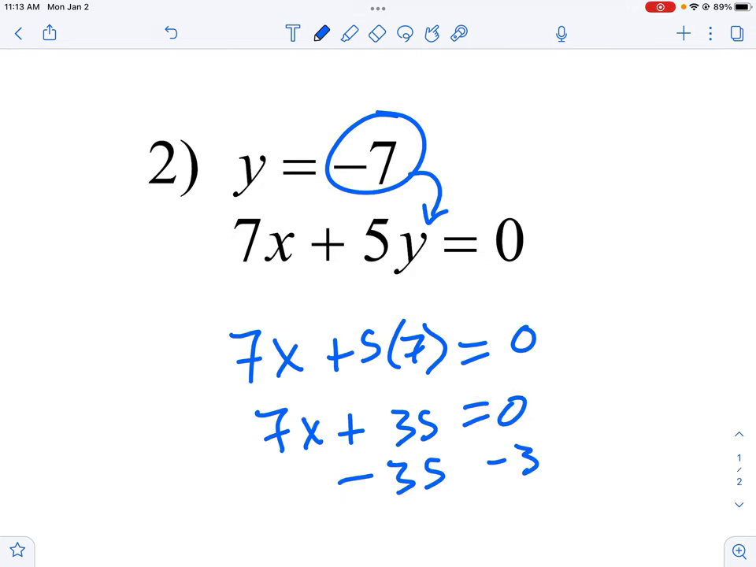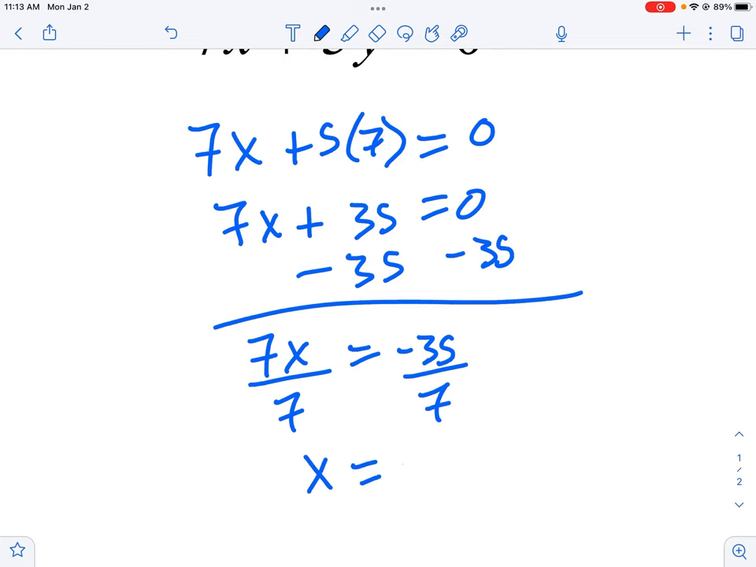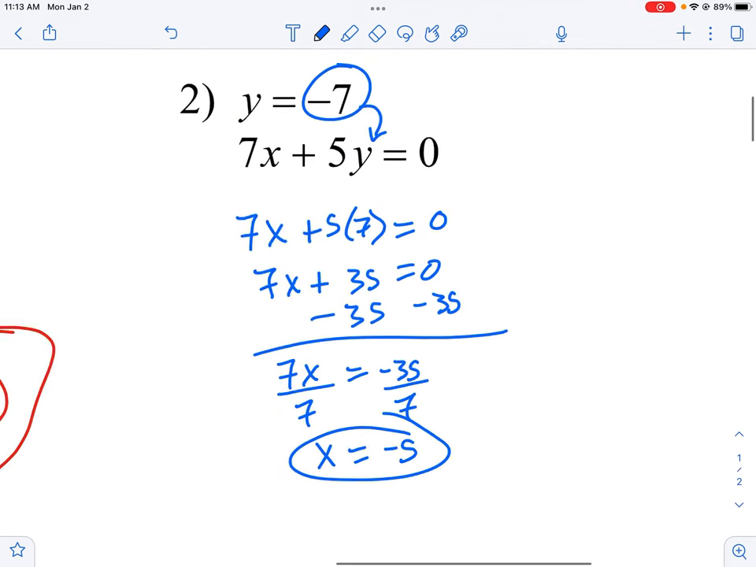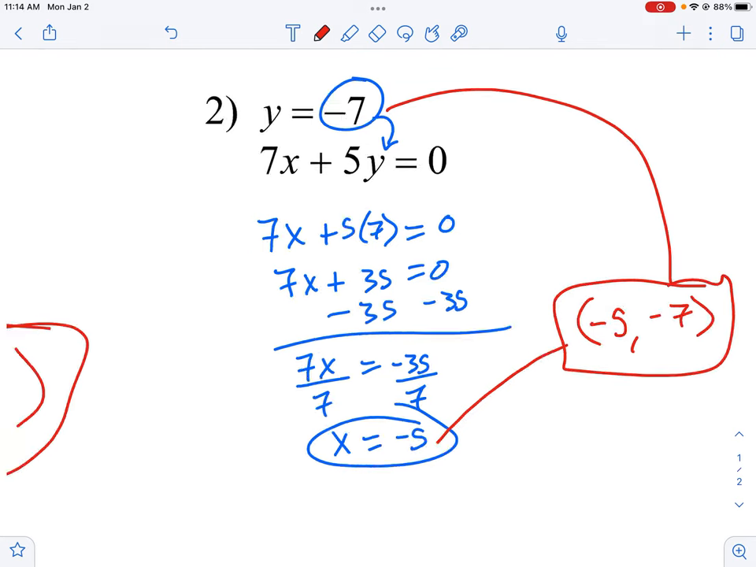So we got to get this number on the other side. And we got 7x is negative 35. And divide both sides by that 7. And now we got that x is negative 5. Awesome. We got our x value. And normally, we would take this and plug it into one of our equations to find out y. But we already have our y value. It's negative 7. So I can take this number and put them together. X is negative 5. Y is negative 7. And ta-da, we found the solution.